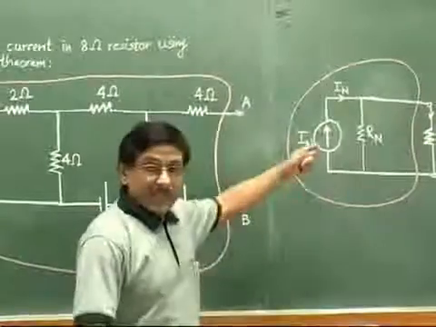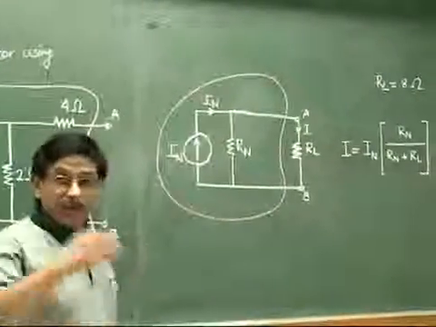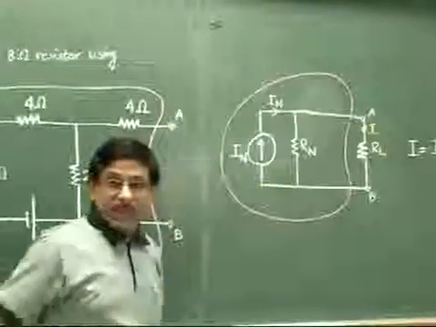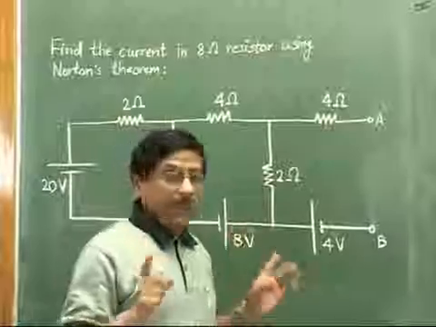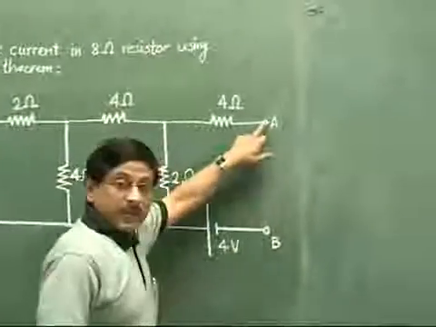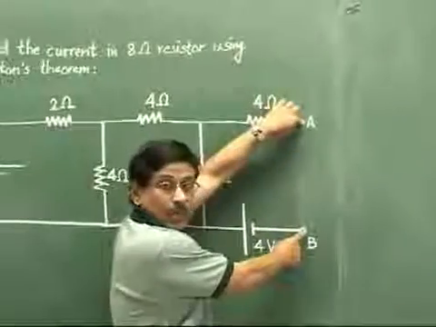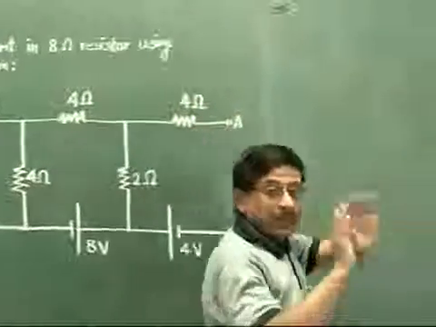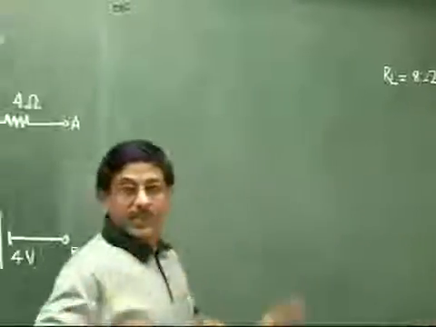I will just make the blackboard clean and then we will proceed towards the given circuit. Our first step in Norton's theorem is to remove the load resistor. That we have done. We have removed this 8 ohm resistor and we have written somewhere that our load resistor is 8 ohm. That is the first step.